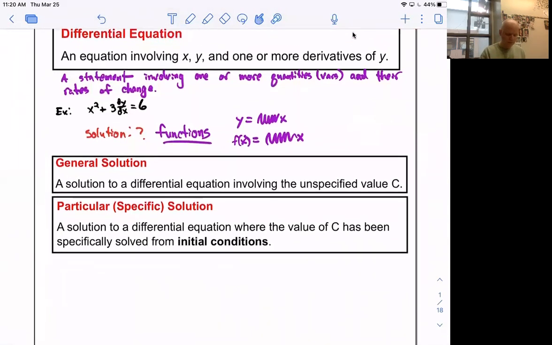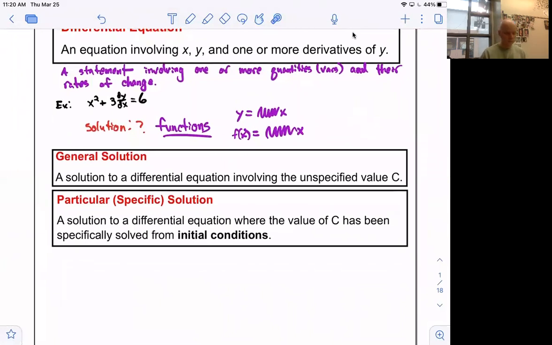There are two types of solutions to differential equations, as we'll see. The first type of solution is something called a general solution. A general solution is a solution to a differential equation, which is a function that involves the unspecified value c. So a general solution still has c in the function, like plus c or times c or something like that.